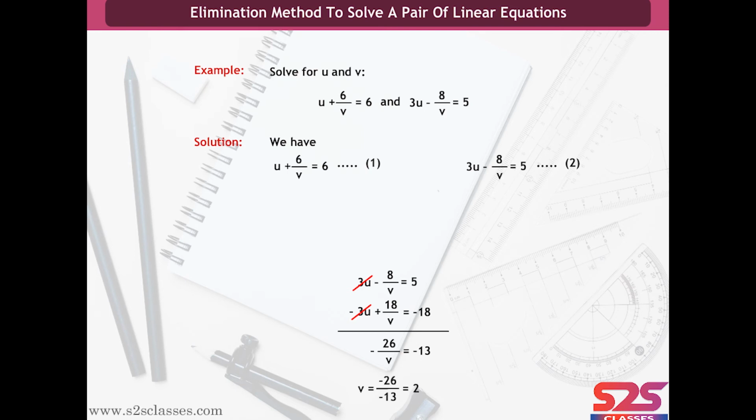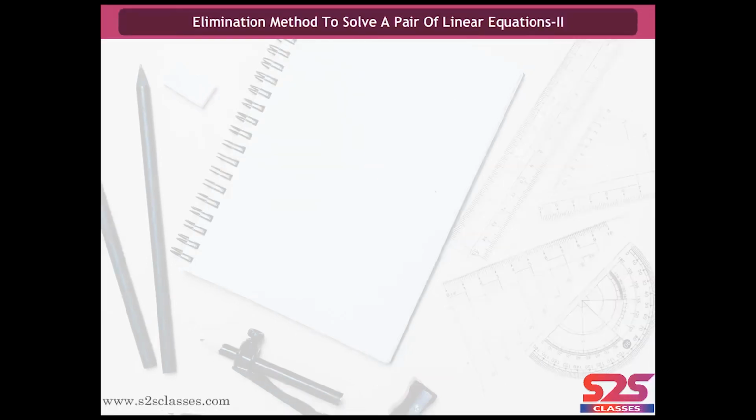So v is minus 26 by minus 13 or 2. Now substitute the value of v in equation 1 and we get u plus 6 by 2 is equal to 6 or u plus 3 is equal to 6 or simply u is equal to 3. So now we get the value of u and v as 3 and 2.